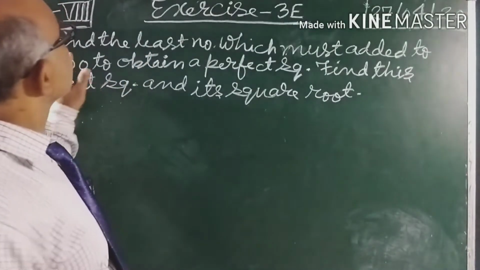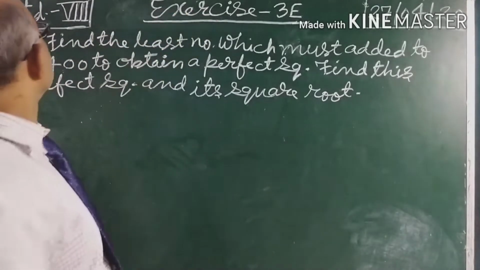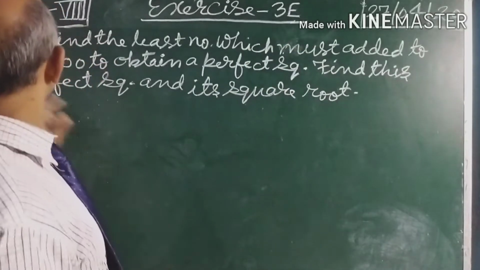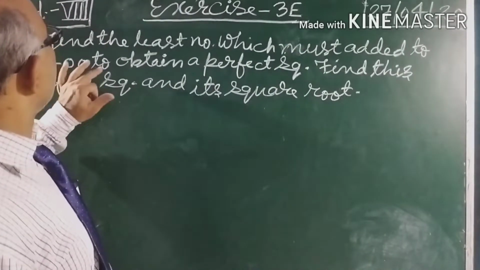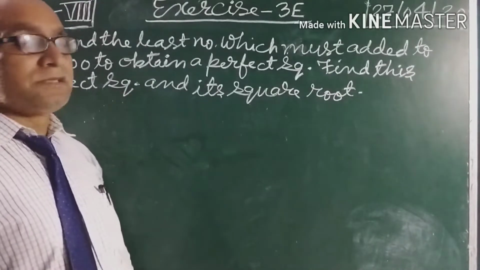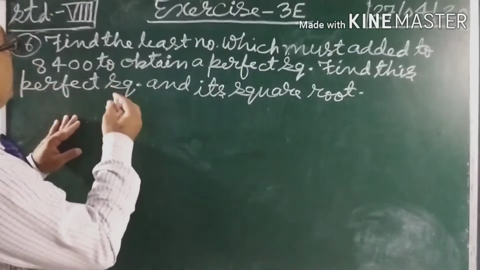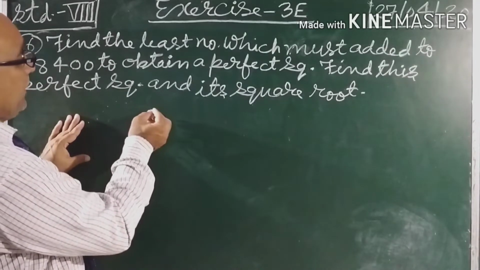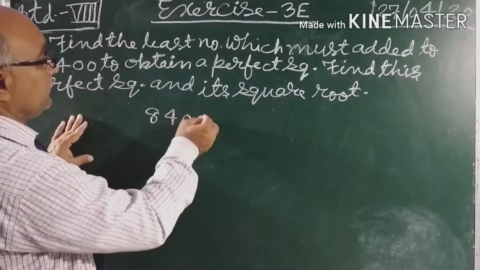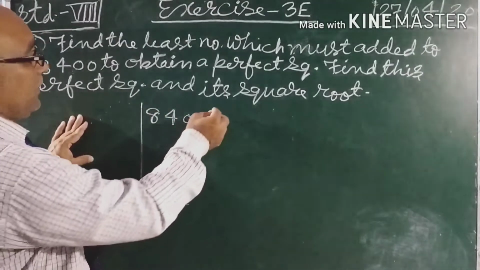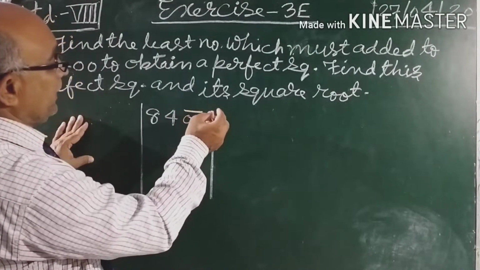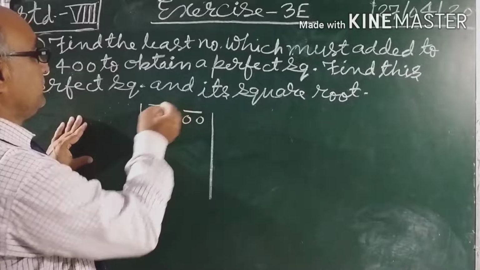Question number 16. Write on your board of exercise 3. Find the least number which must be added to 8400 to obtain a perfect square. Find this perfect square and its square roots. First of all, by long division method, find the square root of 8400. Write 8400 between two vertical lines. Make a pair from the right side.